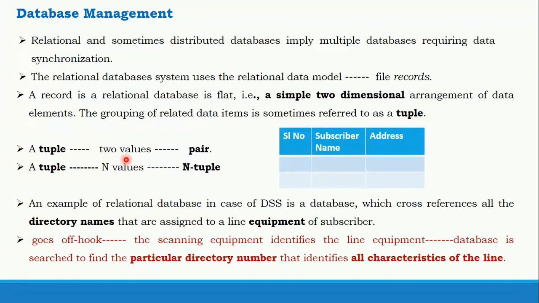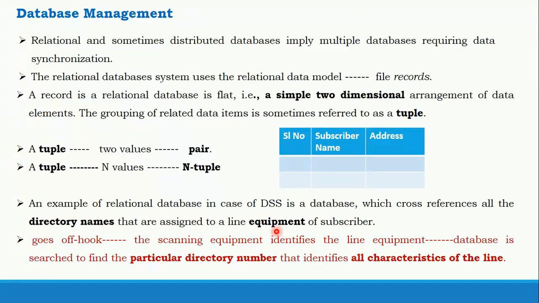If your tuple consists of 2 values, it is called a pair, and if your tuple consists of n values, it is an n-tuple. Generally it may be serial number, subscriber name, address, directory number, line equipment number, whether it is STD, ISD, call number, like that. One example is given for the DSS interface. What may be stored here is a cross reference of the directory number assigned to the equipment number.